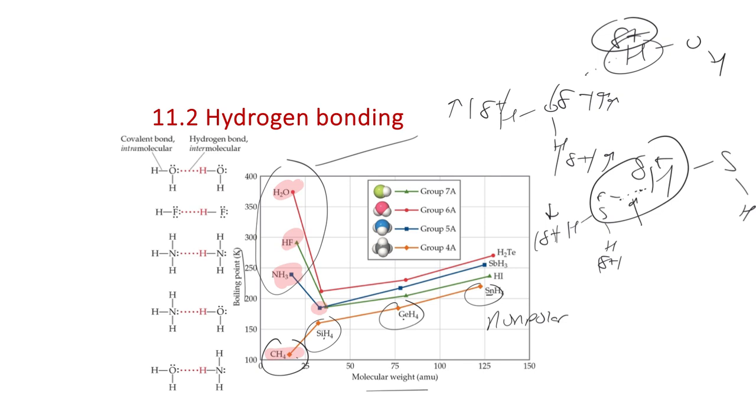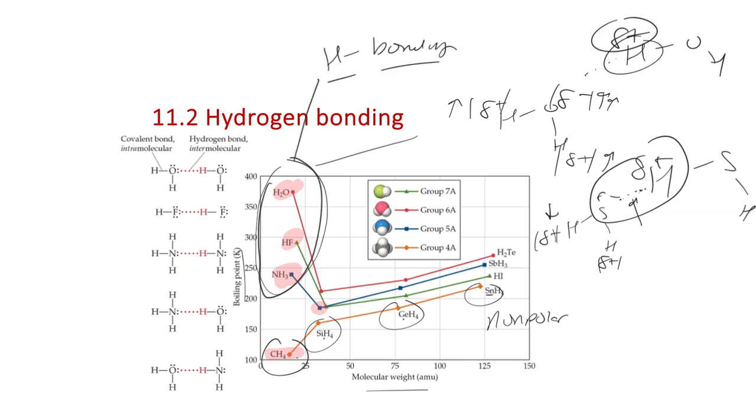So water's off the charts, HF's off the charts, and NH3's off the charts because we have what we call a hydrogen bond involved. We have a hydrogen attached to one of the three most electronegative atoms that also are the three smallest atoms that the H atom could bond to. And so we say these three molecules have the H bonding force of attraction.